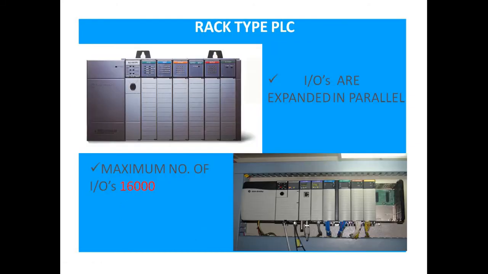So the next one is rack type PLC. As you can see that here we have rack type arrangements. The IO modules are expanded in parallel, and the first two racks are always reserved for power supply and CPU. Here maximum number of IOs is 16,000.